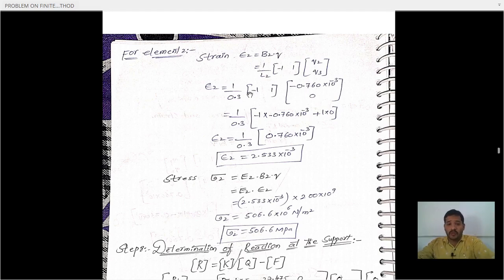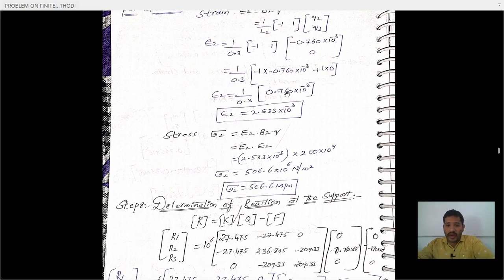We know very well we need to multiply this row into this column: minus 1 into minus 0.760 into 10 power of minus 3, plus 1 into 0. So minus into minus becomes plus, so 1 into 0.760 into 10 power of minus 3 becomes 0.760 into 10 power of minus 3, and this term should be 0, since 1 into 0 is 0. After that you need to divide this value, then you will get the answer 2.533 into 10 power of minus 3. That is the value of the strain of the second element.